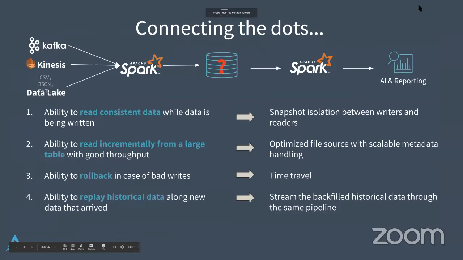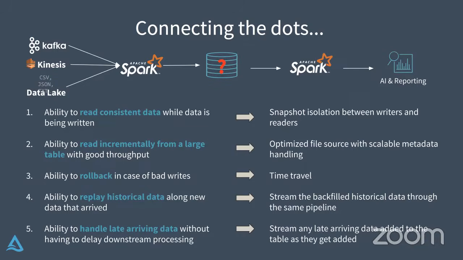So let's continue back to slides. The fourth, connecting the dots again, is the ability to replay historical data along with new data that arrived. Then stream the backfilled historical data through the same pipeline. In other words, if you've got a source that contains all the old data that was delayed, not a big deal. Just stream it through this exact same pipeline. Or if you've got another source, or you need to replay it all over again because the business logic has changed, again, you've got the full source. It's basically stream right back to the left and have that run this exact same process all over again.